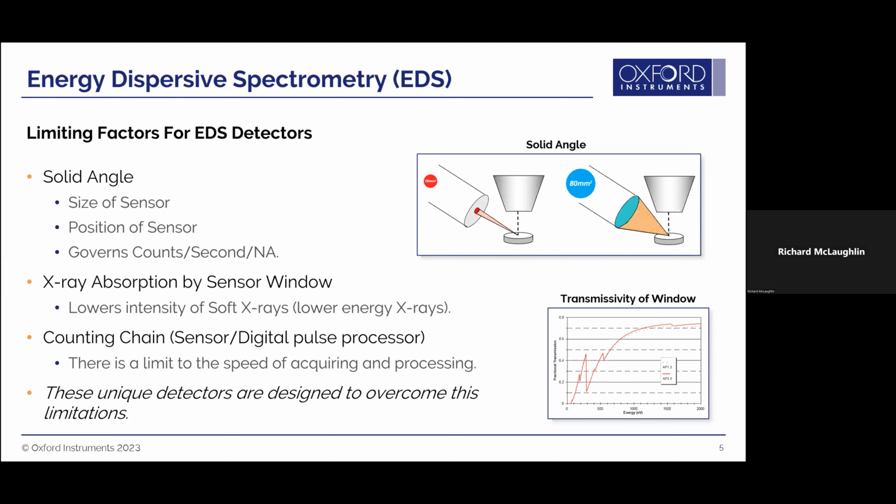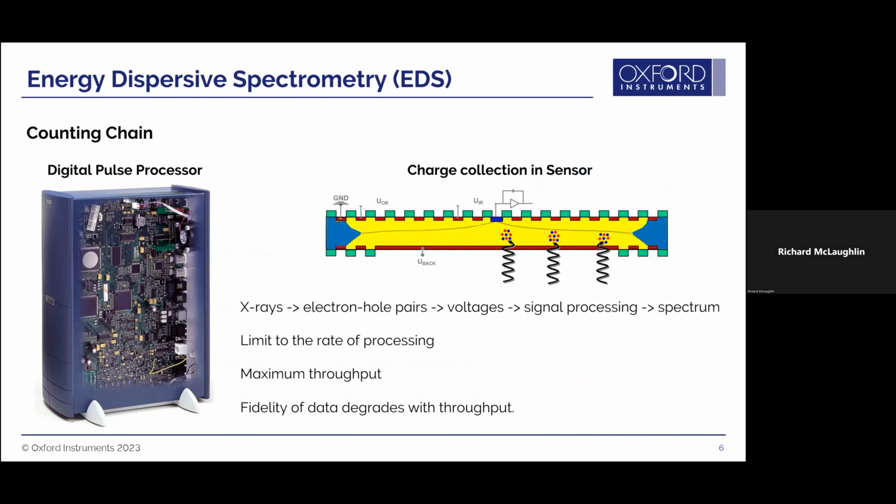So you can almost view that as kind of like a pipe, which is going to limit the flow of that signal. So just to expand on the counting chain, you've got the sensor. Of course, the X-rays come in, create electron hole pairs, and then those are converted into a voltage that has to be processed, and that gets into your spectrum. So there is kind of a maximum throughput that you can get when doing EDS analysis.